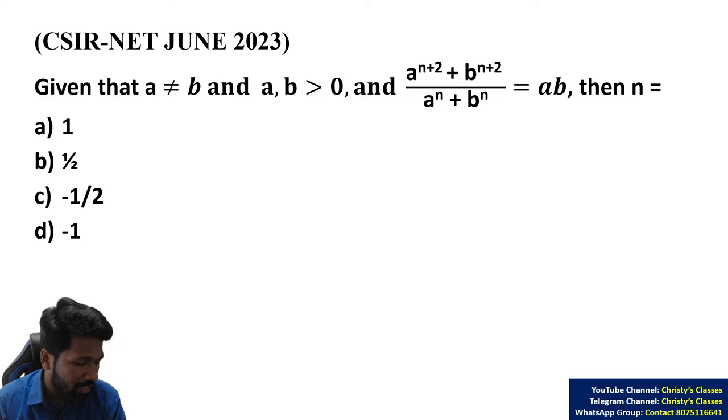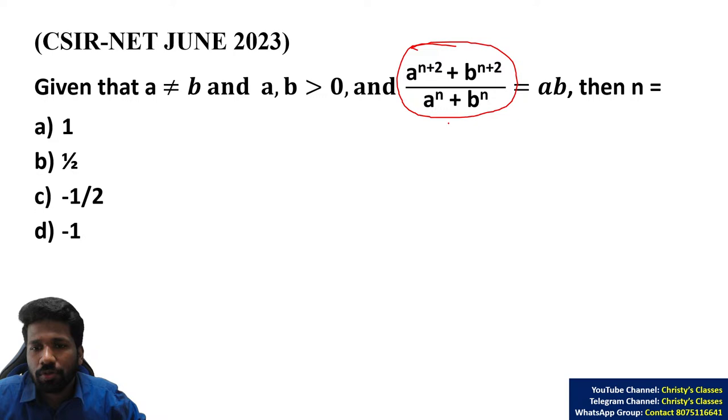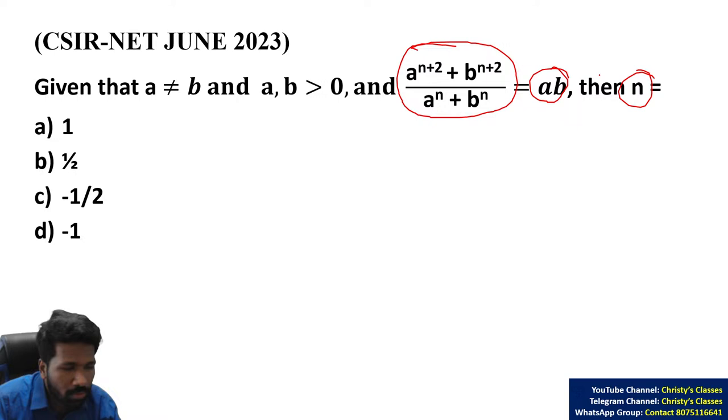Okay, so I will explain. Given that A not equal to B and AB greater than 0, and A raised to n plus 2 plus B raised to n plus 2 divided by A raised to n plus B raised to n is equal to A into B, then n equal to dash.